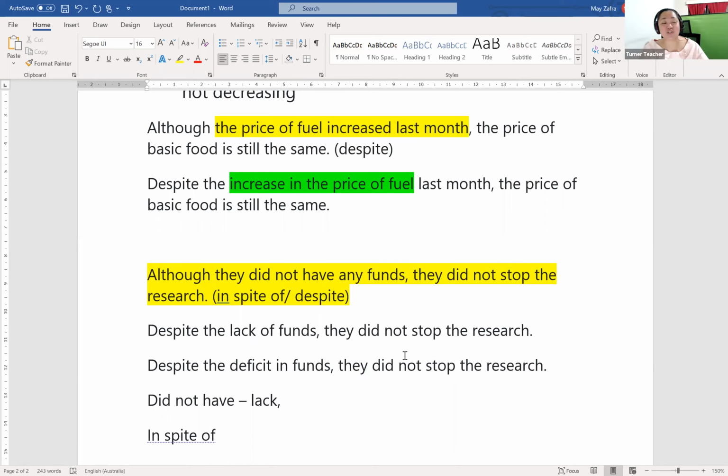Nushad, in spite is followed by an adjective. So your sentence has to be "despite," not "in spite." So, despite the reduction. Yeah? Okay, thanks. Despite the decreasing prices. Is that decreasing prices? That is a gerund.